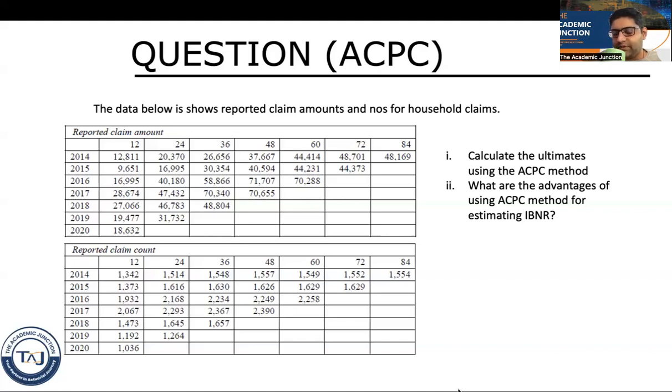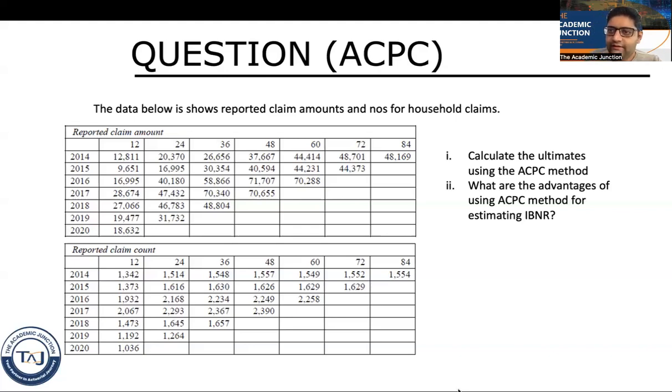Finish your point, and then I'll come. So then I got the ultimate average cost for each cohort, and I got the ultimate claim count for each cohort, and multiplying both, I got the ultimate claims cost for each cohort. Okay. Good.